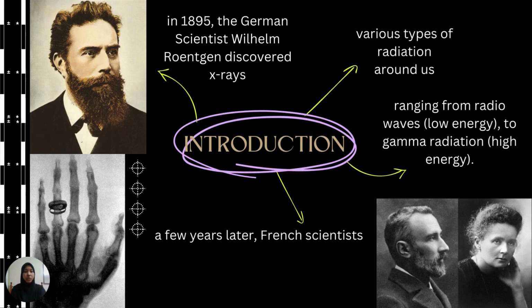Firstly, we will go through the introduction. In 1895, the German scientist Wilhelm Röntgen discovered X-rays. Then, a few years later, French scientists Marie and Pierre Curie discovered radioactive radium. There are various types of radiation around us that are indicated in the electromagnetic spectrum, ranging from radio waves, which have low energy, to gamma radiation with high energy.